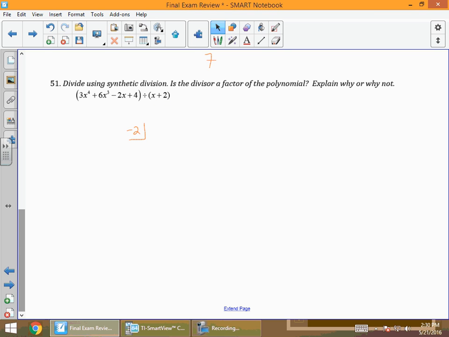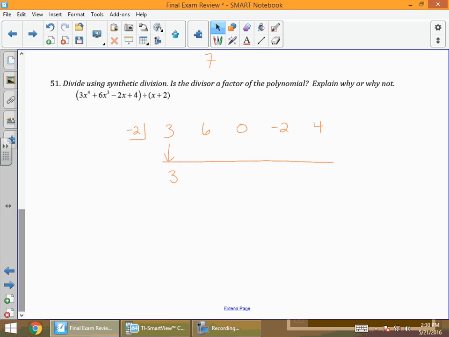So my coefficient is going to cross. X to the 4th is my highest, so the coefficient is a 3 for x to the 4th. It is a 6 for x to the 3. It is nothing for x to the 2. It is negative 2 for x to the 1. And it is 4 for the constant. Synthetic division, drop your first one straight down. So the 3 drops down.